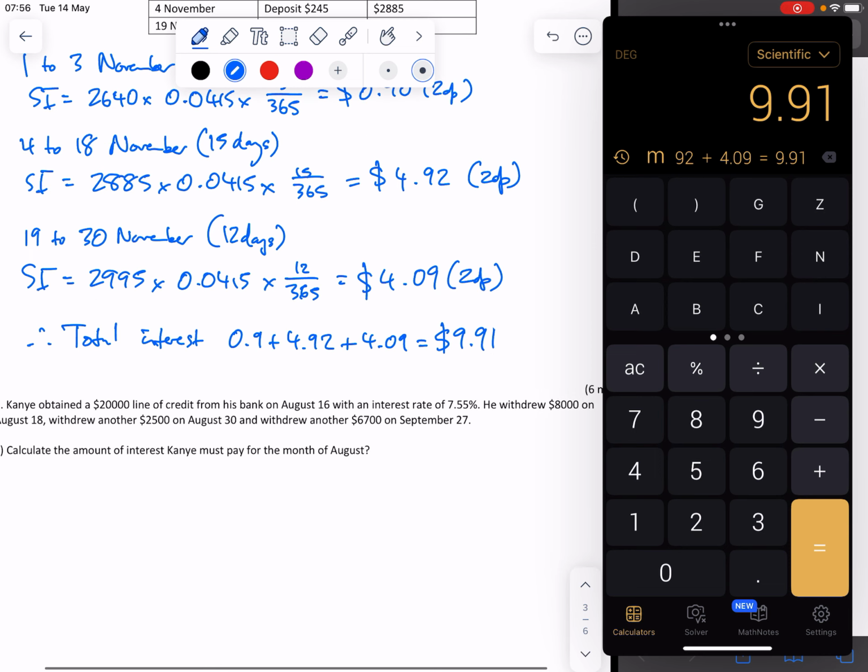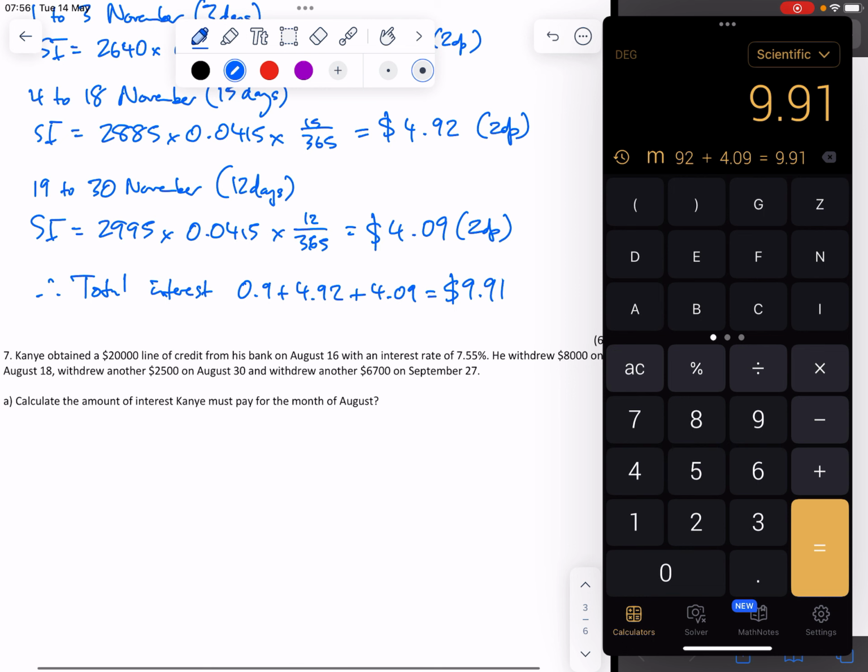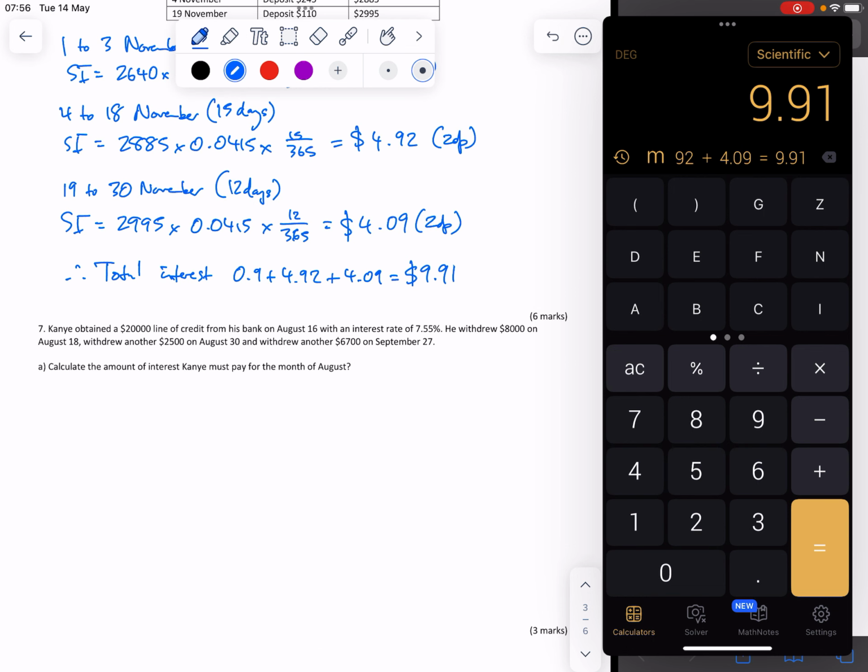Kanye obtained a 20 grand line of credit on August 16, interest rate 7.55%. He only withdrew on August 18, withdrew another 2,500 on August 30, and withdrew another 6,700 on September 27. Calculate the amount of interest he pays for August.